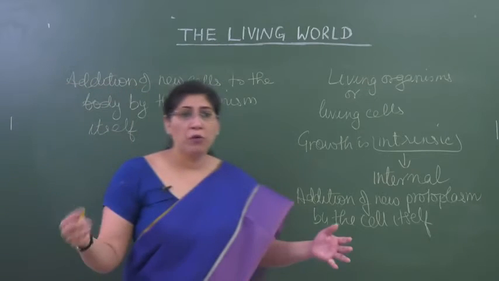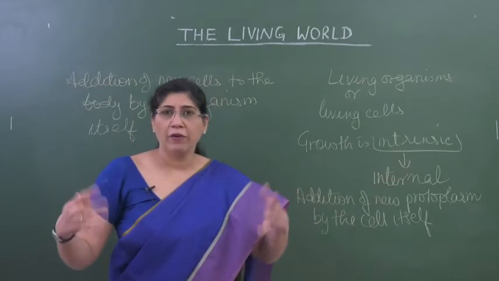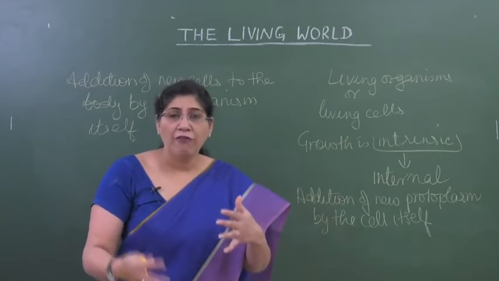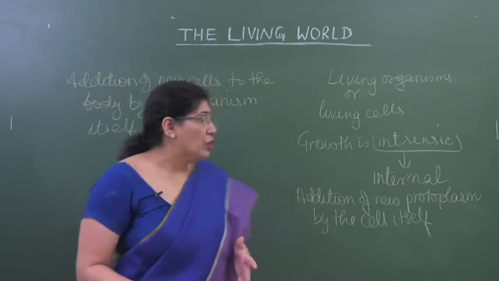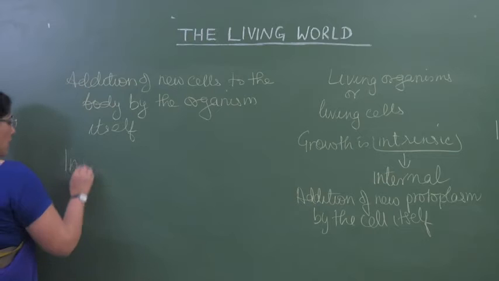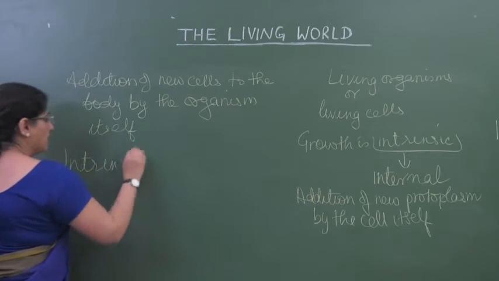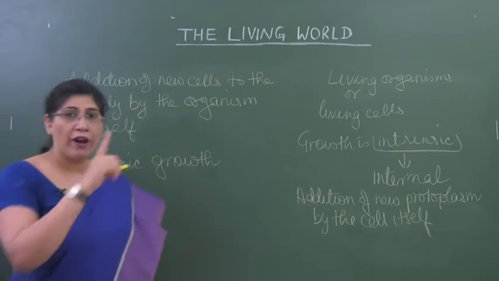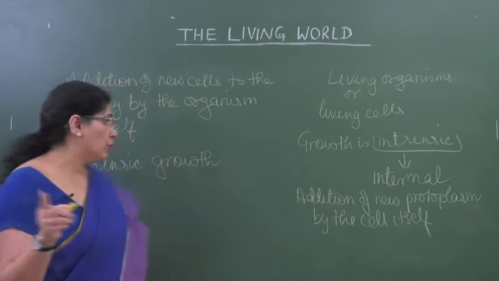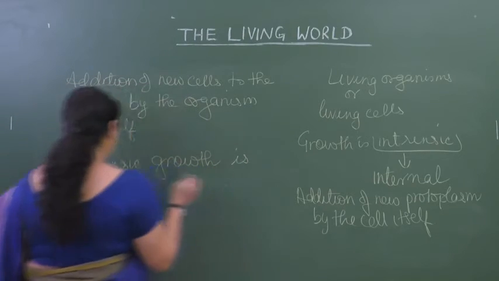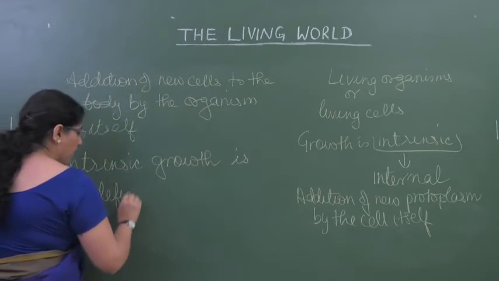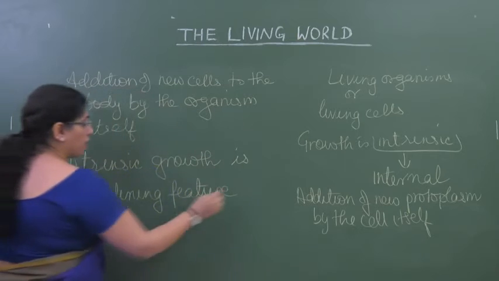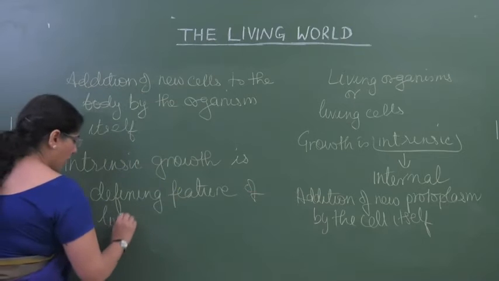So our body doesn't grow because cells are coming to us and joining here and there. No. There is cell division or addition of new cells, new protoplasm from internal methods. So I can now say that intrinsic growth is unique for every living organism. So intrinsic growth is a defining feature. Intrinsic growth only, not just growth.